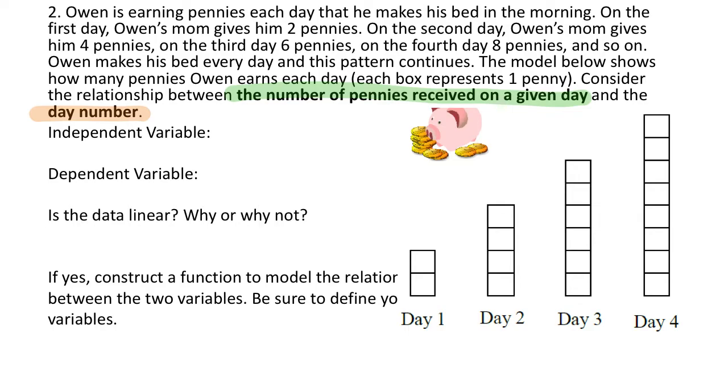So you could just ask yourself, since we know what 2 values we're comparing, do we know how many pennies Owen gets depending on the day, or will we know the day number depending on how many pennies he gets? Well, one has to come before the other, and the day number is going to happen, and then the mom will decide how many pennies to give him. So it looks like the day number is independent. And we should know that the day is independent because it's a form of time, right? And then the dependent variable is the number of pennies.